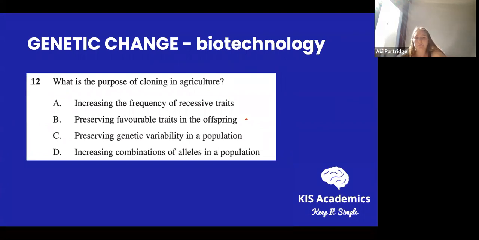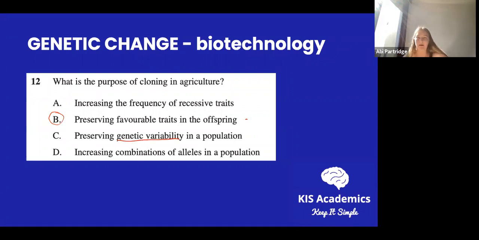For example, cows that produce lots of milk, well, you wouldn't really be cloning cows, but wheat or something that produces a lot of good wheat. You want to keep that so it's going to be producing the same amount. So the answer is B. Genetic variability is something that cloning doesn't do.